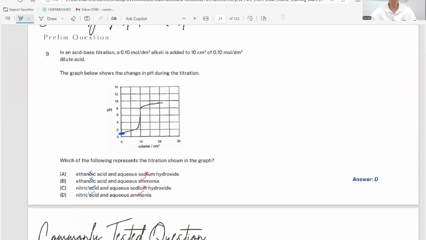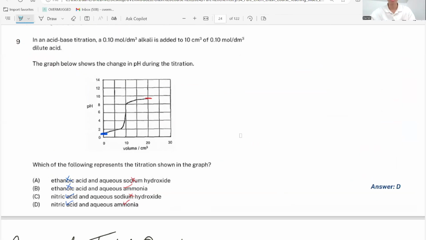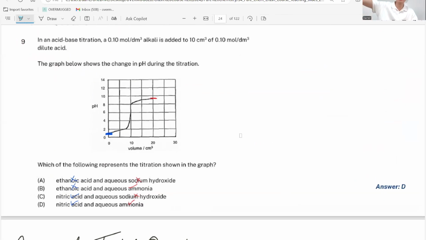So this is how a question could look like. Over here, you will see the neutralization curve. You need to study the start point at pH 1. Strong or weak acid? Strong acid. So among my 4 choices, I will eliminate ethanoic acid because it's a weak acid. What are the only 3 strong acids in your syllabus? Nitric acid, HCl, hydrochloric, and sulfuric acid. So over here, which is the strong acid that was used? Nitric acid. Now, where did the curve end off at?